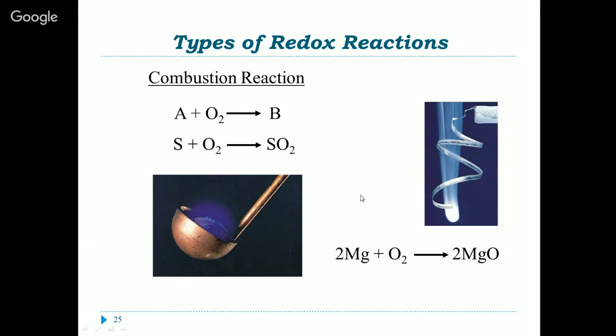Notice in both of these combustion reactions, these are also considered combination reactions because I have 2 single things coming together to form one new thing.